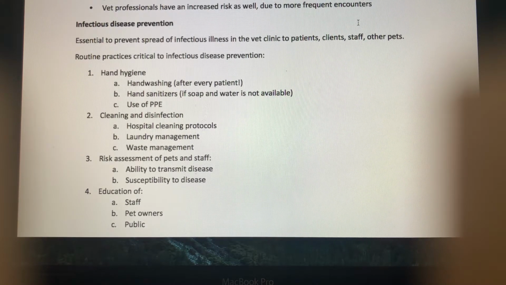Hand hygiene is really important after you've been handling any animals. We don't want to handle one animal and then handle the next animal and be spreading things back and forth between them. Hand sanitizers are okay if soap and water is not available. Washing your hands with soap and water is the best method to remove infectious agents. Hand sanitizers are fine, but they're not ideal, so we don't want to use those in place of hand washing if hand washing is available.